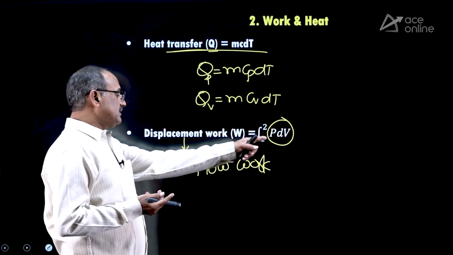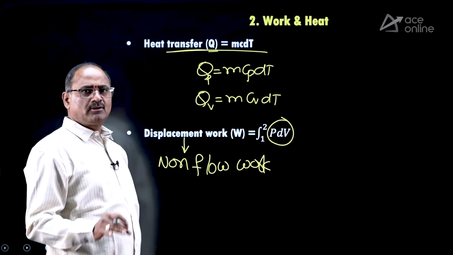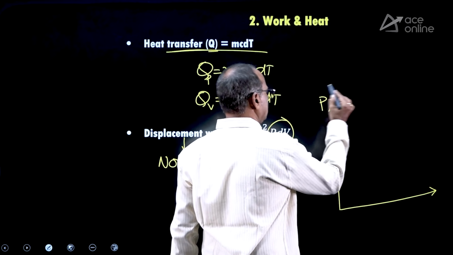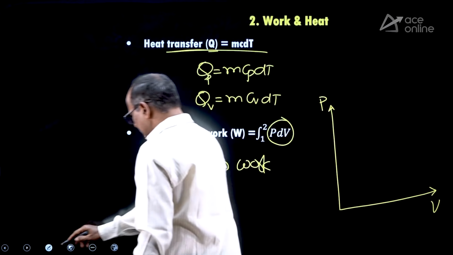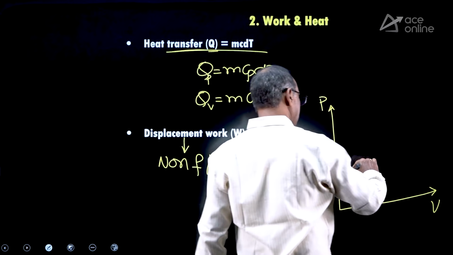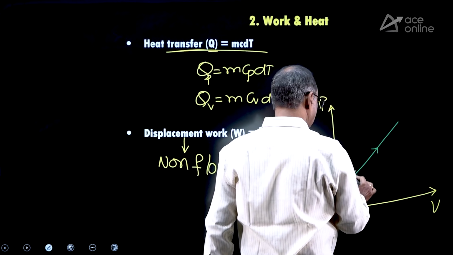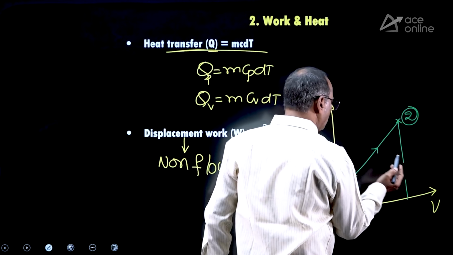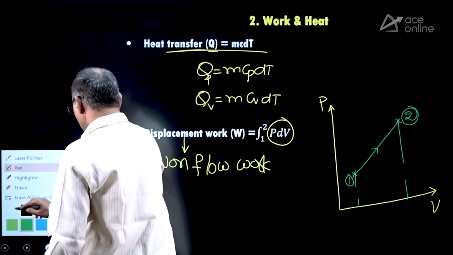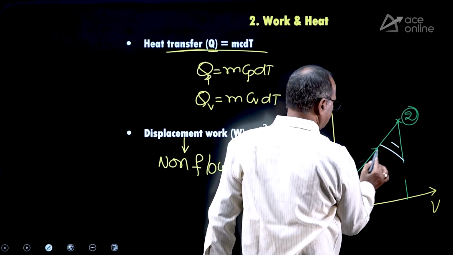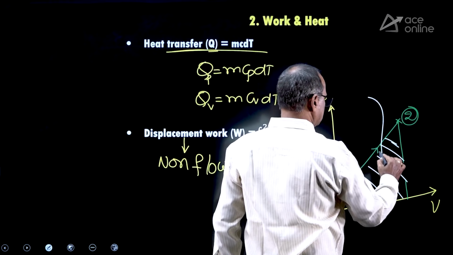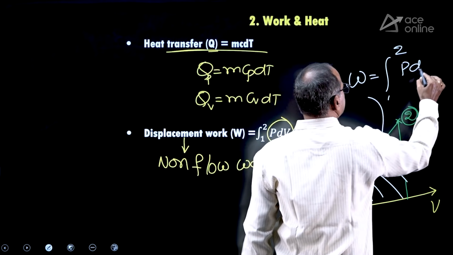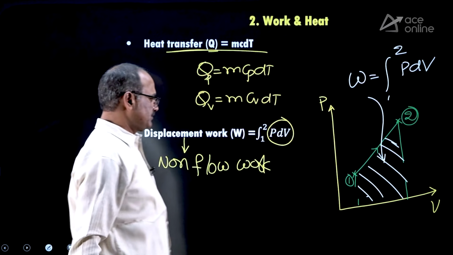Since PdV is the displacement work or non-flow work, it is the area below the PV diagram. Let us say I mark the PV diagram like this, pressure versus volume. The process may be represented like this, a straight line. Then the area below 1 to 2, up to the volume coordinate, is the displacement work. The displacement work equals integral 1 to 2 PdV. That means the area of that particular 1 to 2 gives the displacement work.